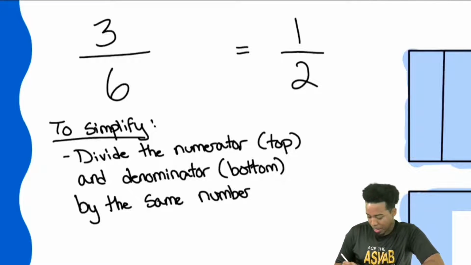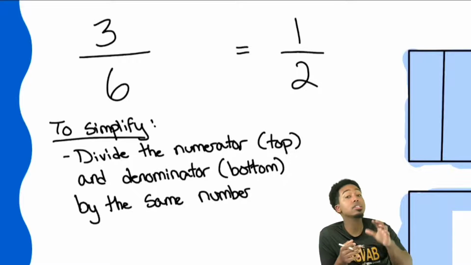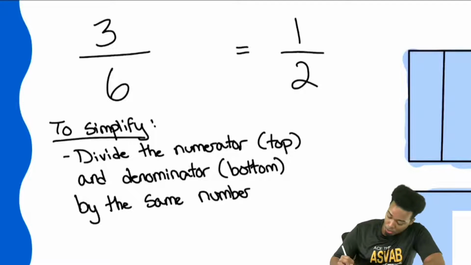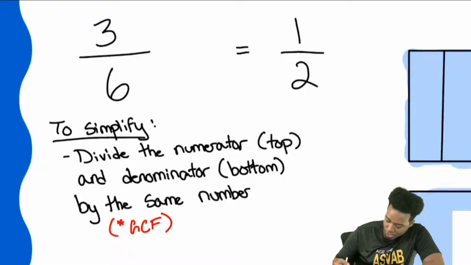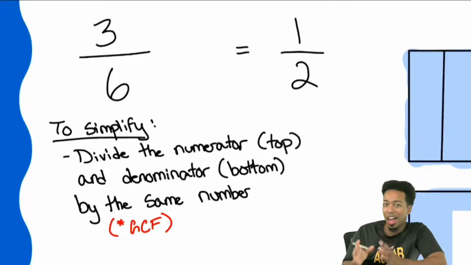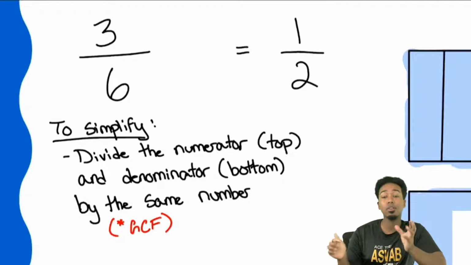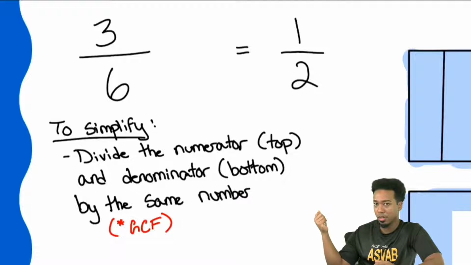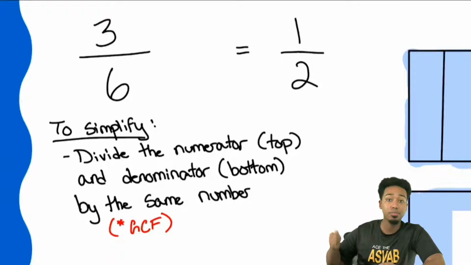Now, you're going to hear me throw a specific math word around. And this is the easiest way to simplify fractions. By the same number, by the GCF, your greatest common factor. If you divide both the top and the bottom by the greatest common factor, and we'll get into that in a moment, but if you can somehow figure out the greatest common factor between those two numbers and divide by it, that automatically gives you the simplest version. That automatically brings it all the way down to the simplest version.